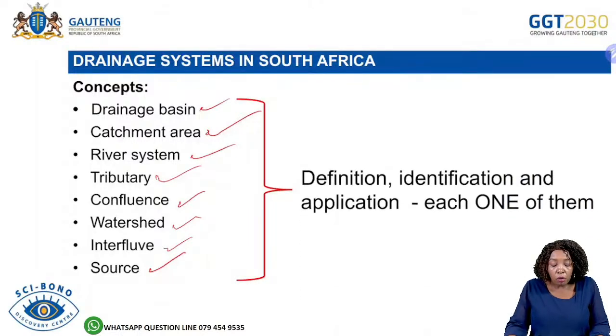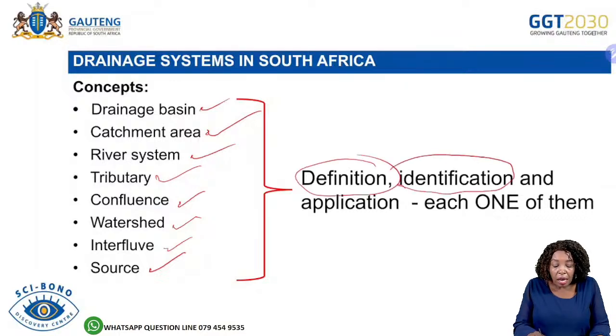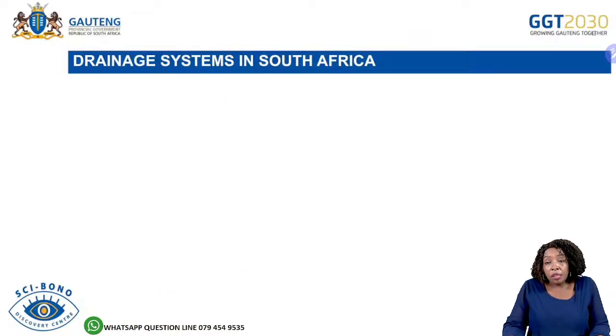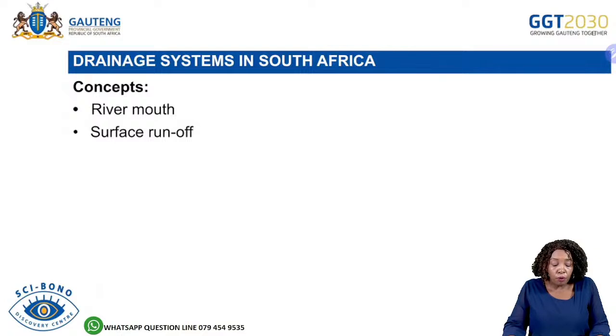So all these concepts, you need to know how to define them. You must be able to identify them, and you also use your application of knowledge on each one of them. Remember, if you are able to have an understanding of all this, you will be able to answer those key geographical questions that we always emphasize. What is it? Where do we find it? How does it look? And what is the impact of those?